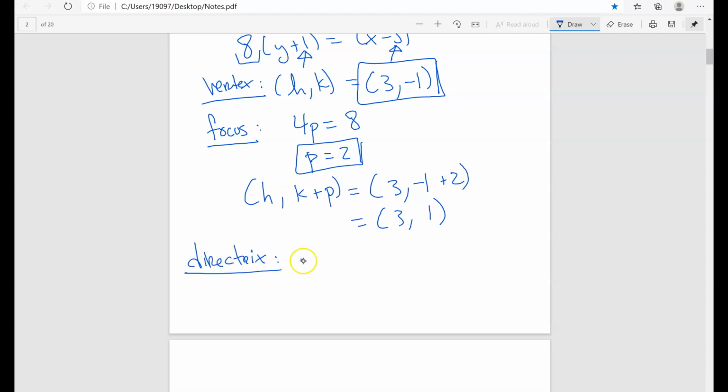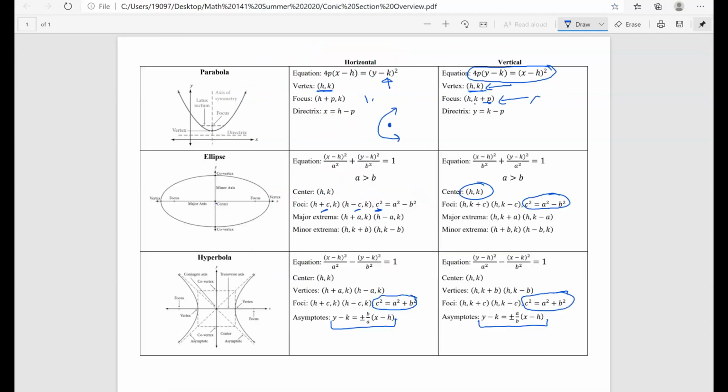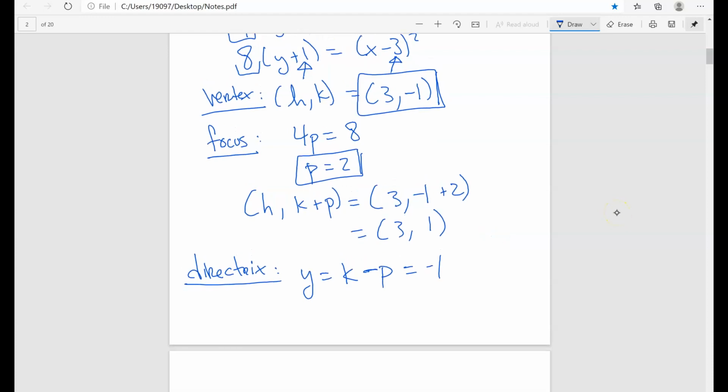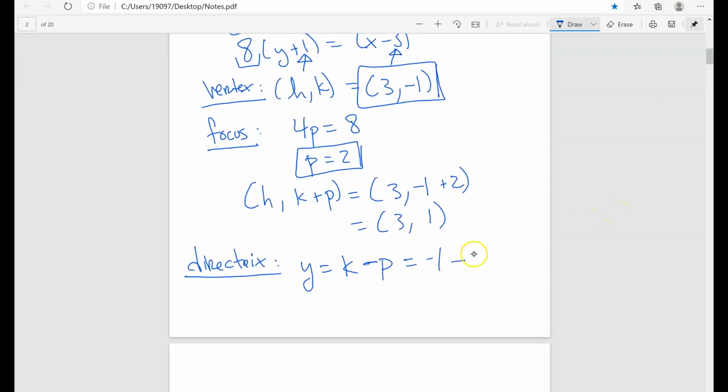And the directrix is just going to be y is equal to k plus p. Okay. So k in this case is equal to negative 1. So all I'm using is the formulas over here. Oh, sorry, k minus p. So it's going to be negative 1 for the value of k, and then minus p, and p in this case is 2. So it's going to be negative 3. Okay, so y equals negative 3 is going to be the directrix.